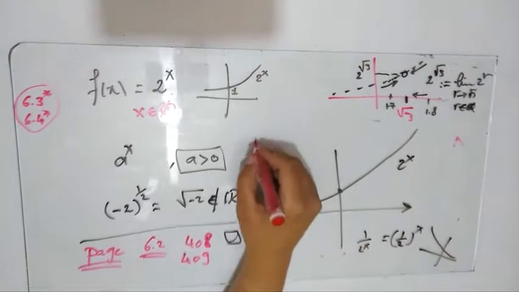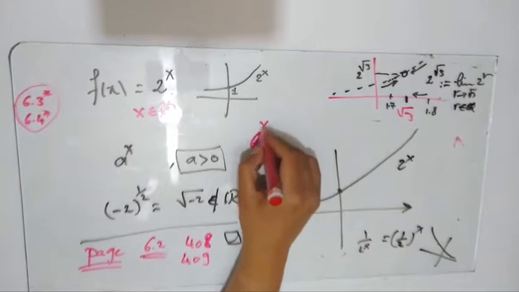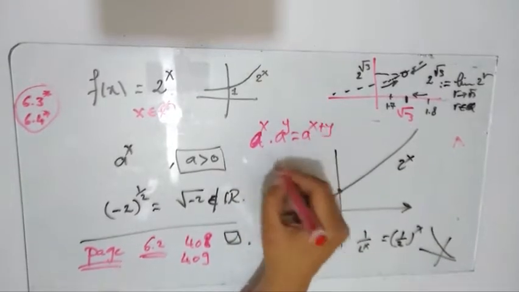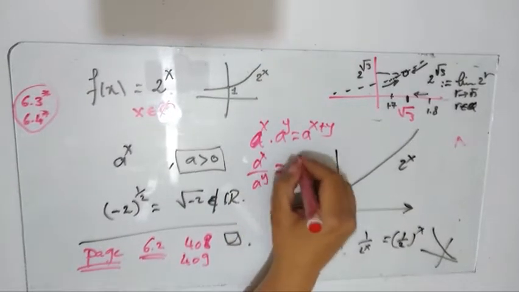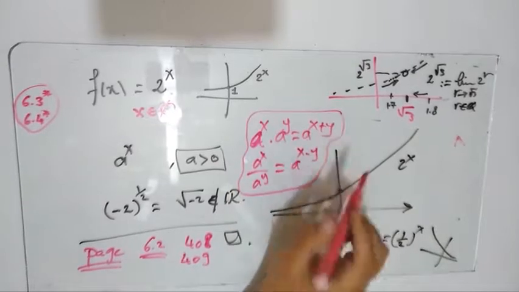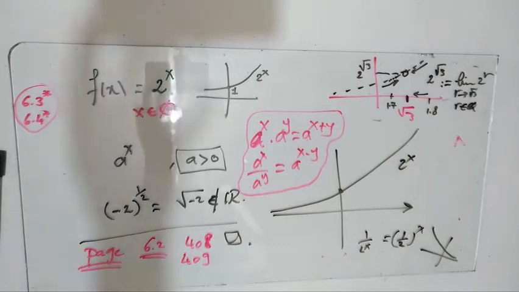And using this definition, the concept of the limit, we saved our beautiful properties, which are a to the power x times a to the power y is a to the power x plus y, and a to the power x over a to the power y equals a to the power x minus y. So with this definition, we extend the natural definition over positive integers, and we kept our beautiful properties. Thank you.